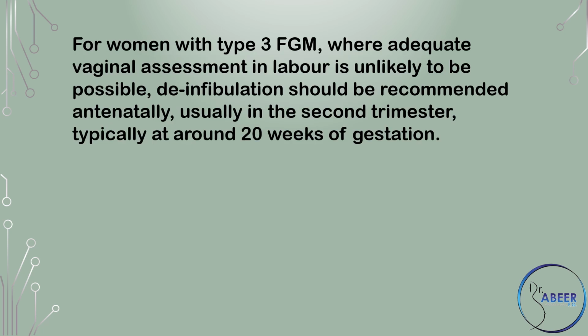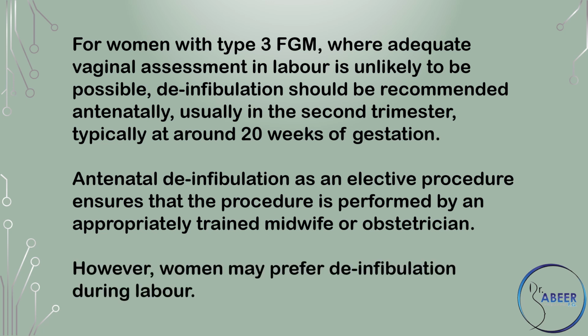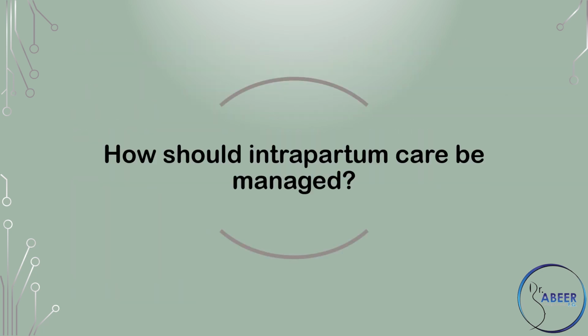For women with type 3 FGM, where adequate vaginal assessment in labor is unlikely to be possible, de-infibulation should be recommended antenatally, usually in the second trimester, typically at around 20 weeks of gestation. Antenatal de-infibulation as an elective procedure ensures that the procedure is performed by an appropriately trained midwife or obstetrician. However, women may prefer de-infibulation during labor. How should intrapartum care be managed?